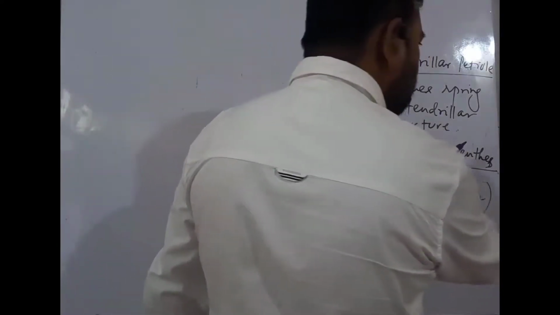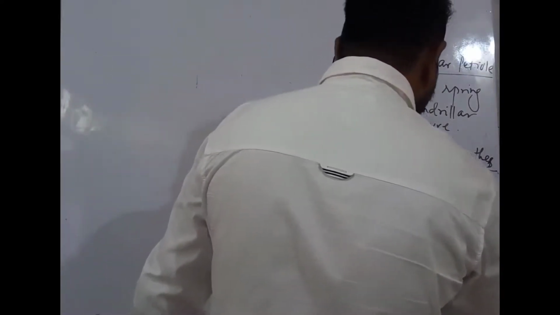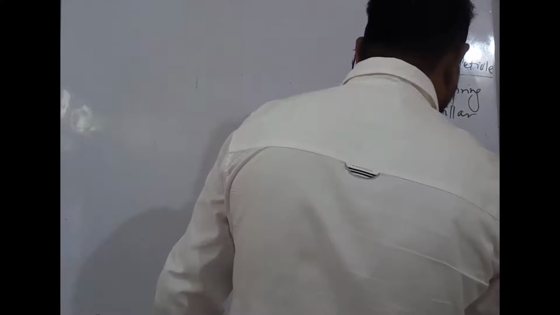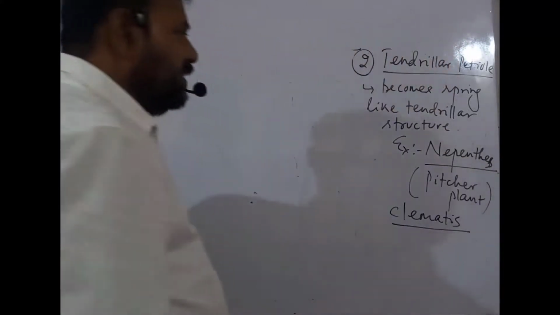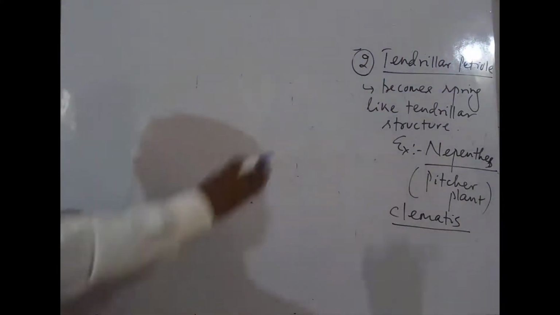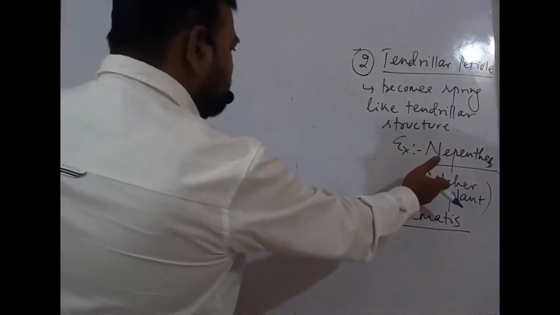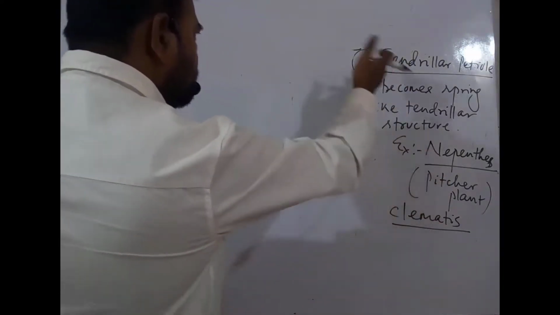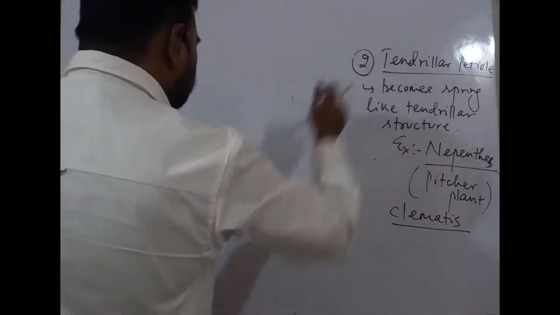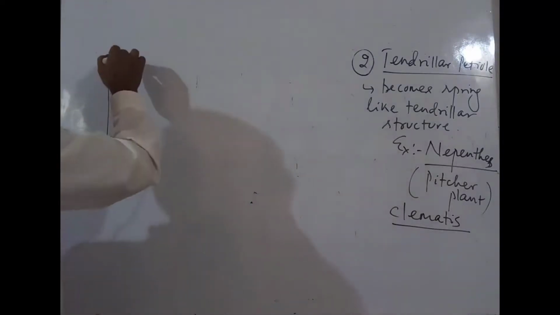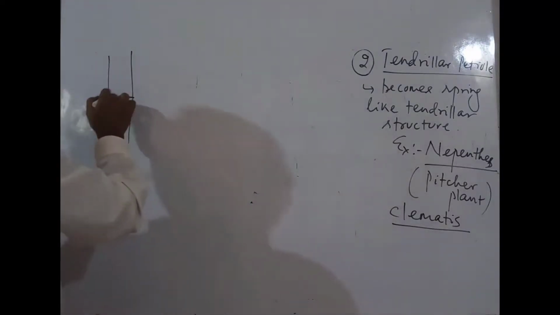So another example we can write here. This is one example, Nepenthes. Another is clematis. In clematis plant also, like the pitcher plant, the tendrilar petiole is present. So you just look here. This is the stem. This is the node region.